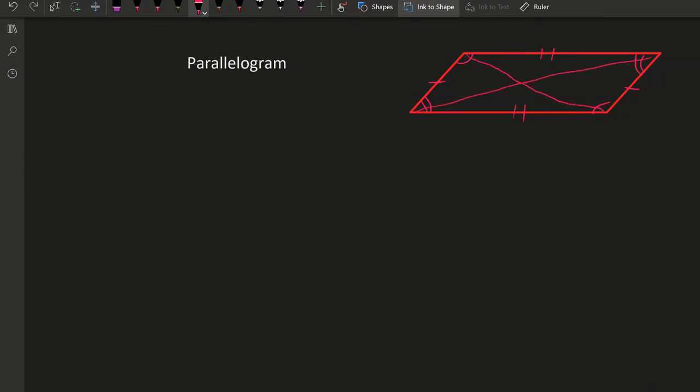So that means that these are congruent and these are congruent, but not necessarily congruent to each other. And of course, the base definition of a parallelogram is that the opposite sides are parallel to each other. Now, as we talk about special parallelograms, the special parallelograms are parallelograms, so all of these properties apply to the special parallelograms.